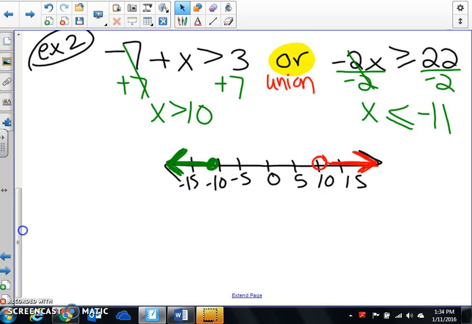Now, if I were to ask you, is 0 a solution? You would say no, right? 0 is not a solution because it's not in either one. If I asked you, is 18 a solution? You would say yes, because it's in one of the shaded. If I asked you, is -11 a solution? Yes, because it's in the shaded.